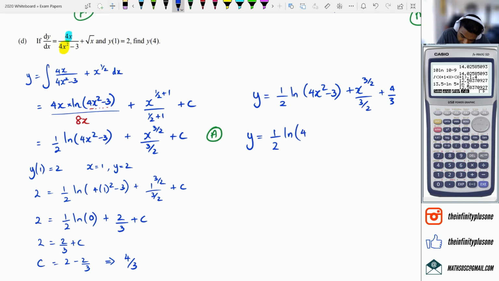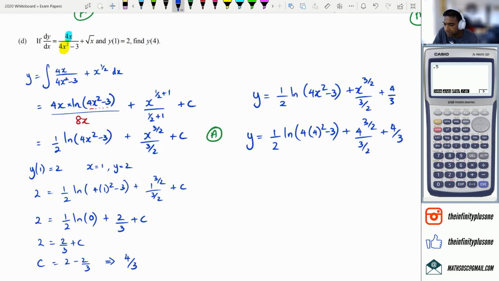So we're going to get 4 times 4 squared minus 3 plus 4 to the power of 3 over 2 over 3 over 2 plus 4 over 3. Looking at how ugly this thing is, I've got to use a calculator. So what do we got?